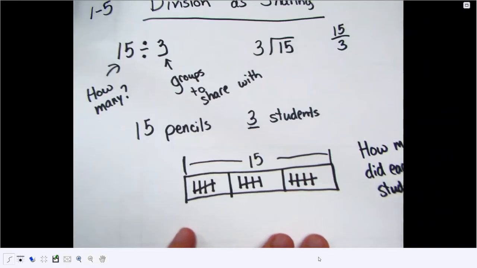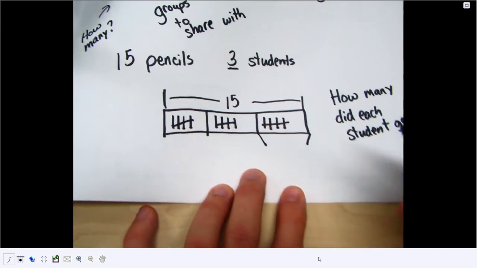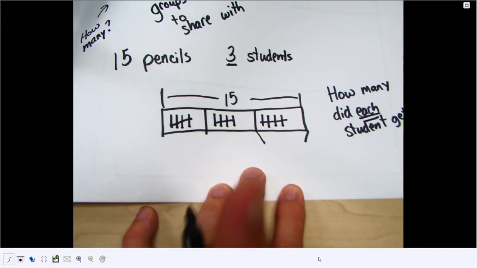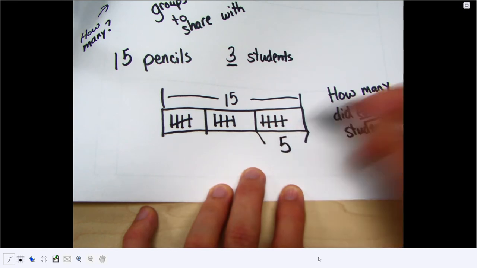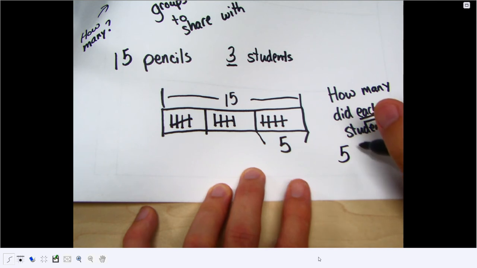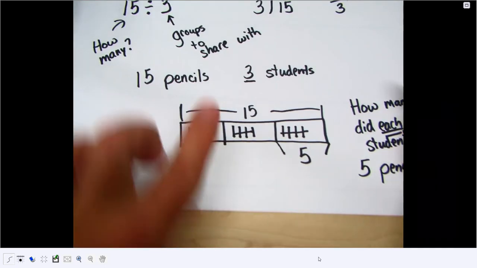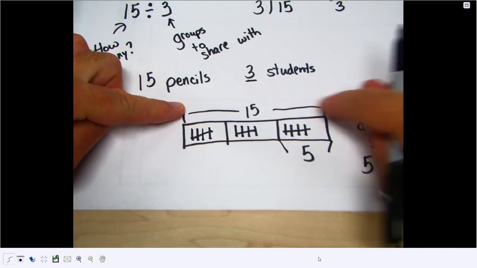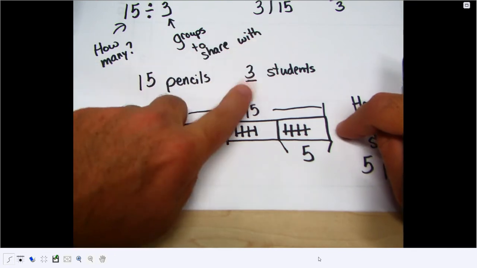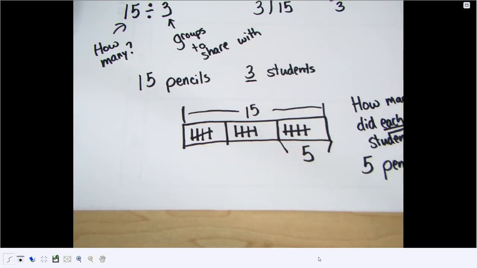Okay, so I'm going to take 1 because that word each means one. And it looks like there's 5 pencils in a box. So that is 5 pencils altogether. So I take the big number, that's my whole bar, I split it into this many pieces, and then I share until I'm out.